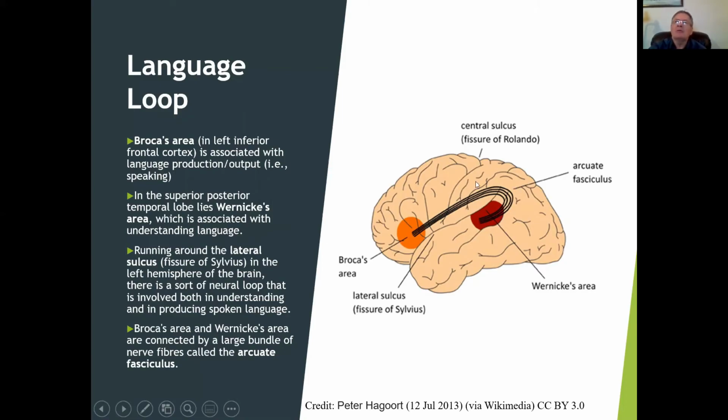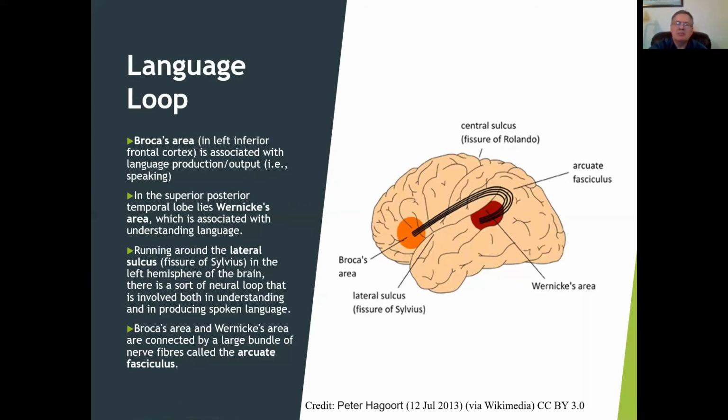Now, running around the lateral sulcus in the left hemisphere of the brain is a sort of neural loop that is involved both in understanding and in producing spoken language, sort of indicated here. In this loop, Broca's and Wernicke's areas are connected by a large bundle of fibers called the arcuate fasciculus.